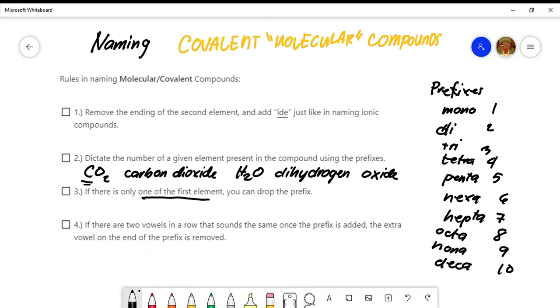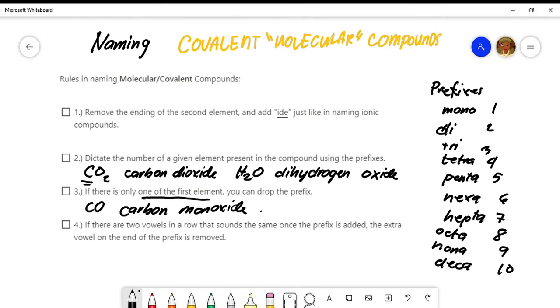So another example for rule number 3, that states that if there's only one of the first element, you can drop the prefix. We have CO, which is carbon monoxide. We do not call this monocarbon monoxide. It's just carbon monoxide. So rule number 4 states that if there are two vowels in a row that sound the same, once the prefix is added, the extra vowel on the end of the prefix is removed.